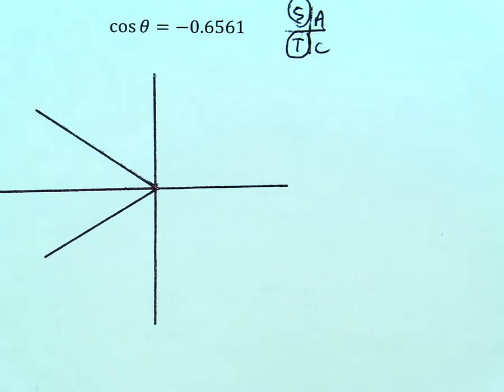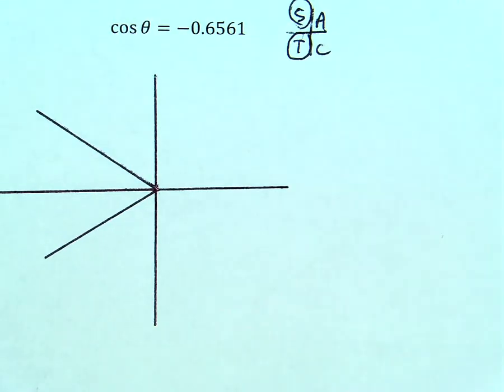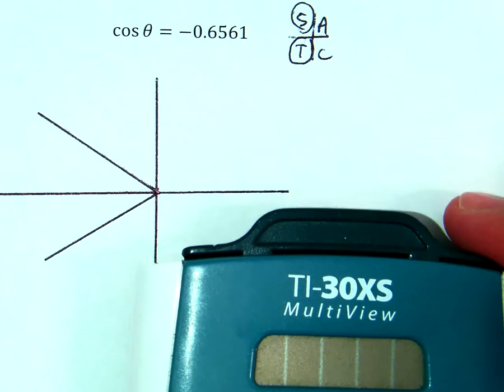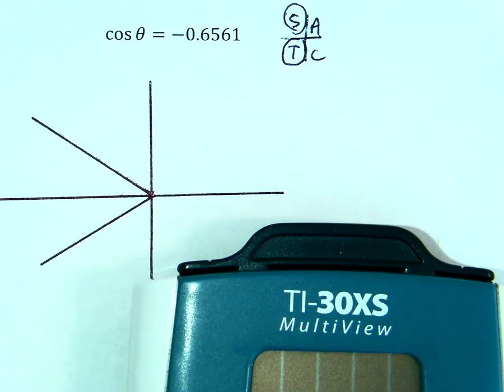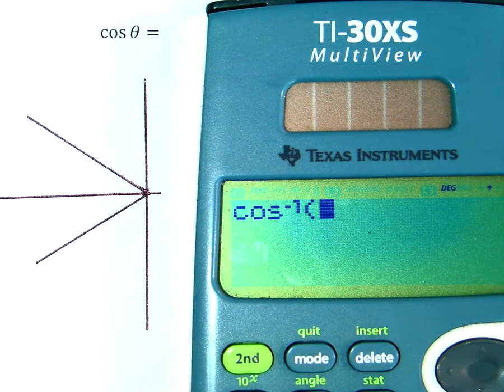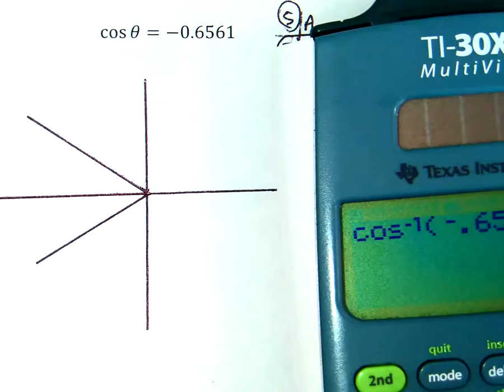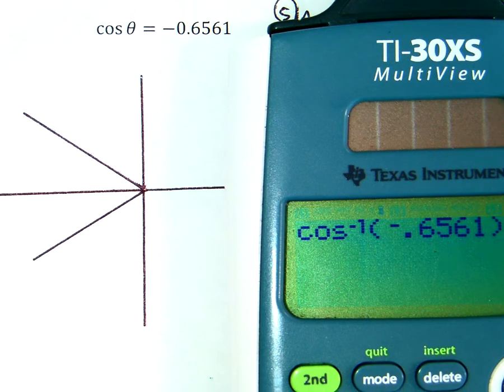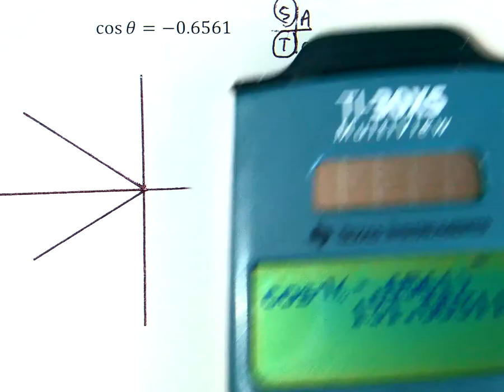It's not a special triangle. This is not one of my special triangles. So I'm going to first work out what the reference angle is, or I'm going to try. So if I punch in, I'll show you what I'm punching in here. Second function cos of negative 0.6561, and I get 131 degrees.